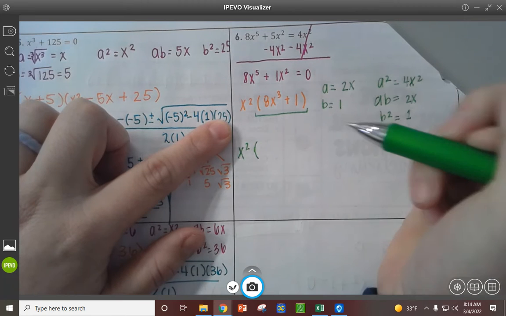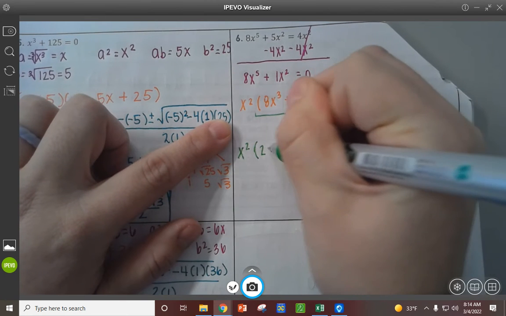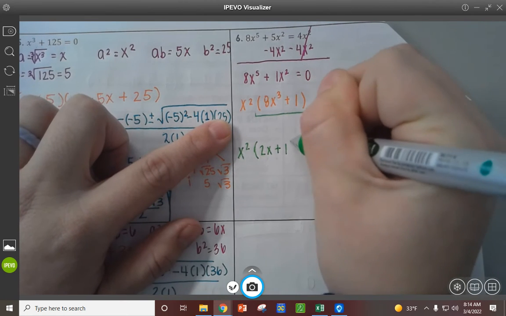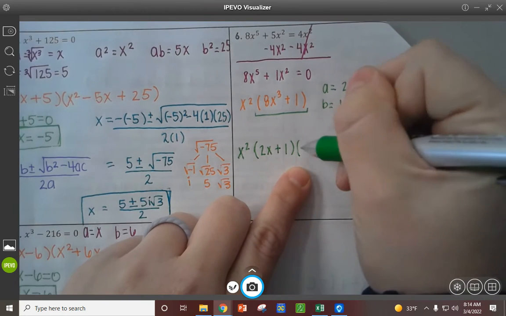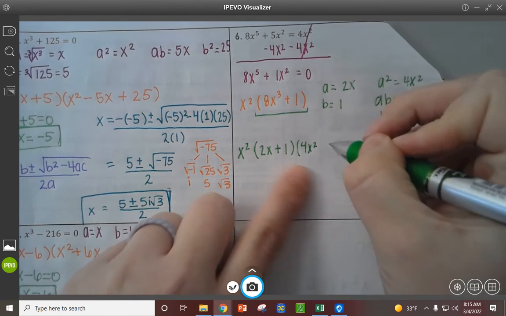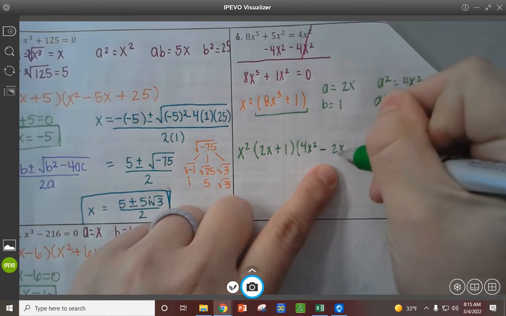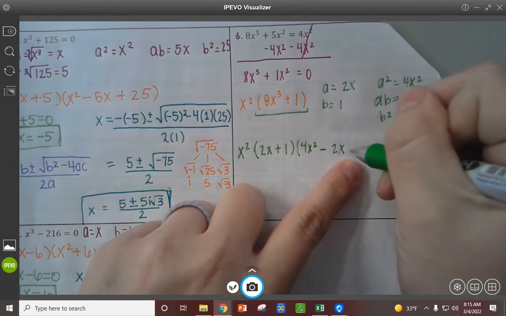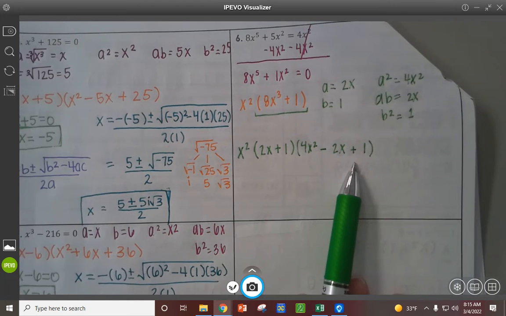And then your sum of cubes starts out A plus B. 2x plus 1. And then it's A squared. Your next sign is the opposite. So minus 2x. Your last sign is always a plus. Plus 1.